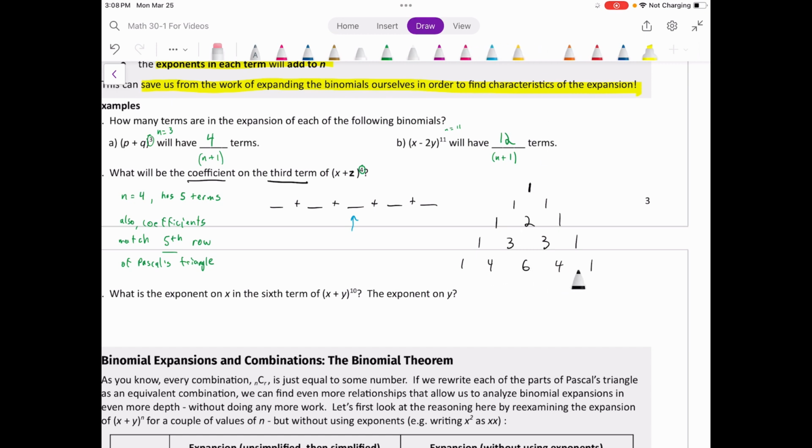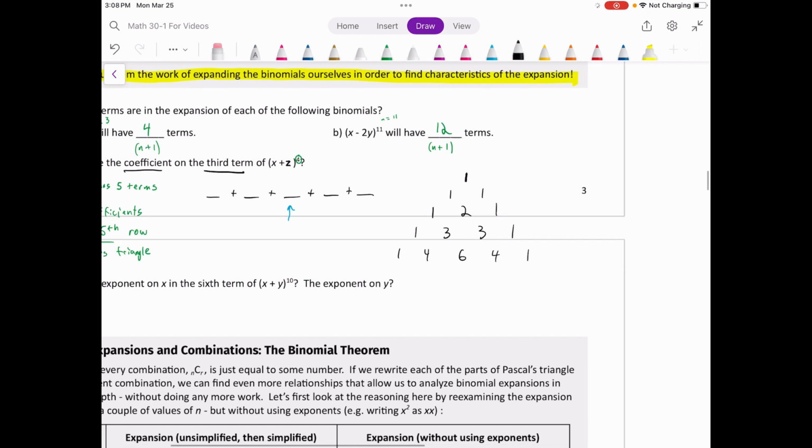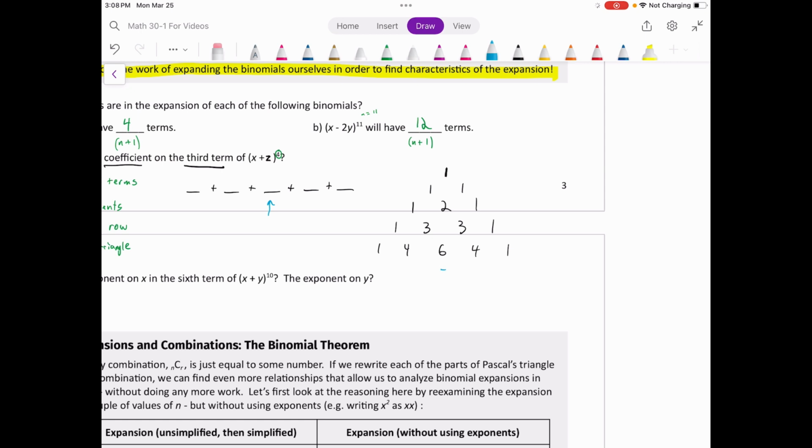Sure enough, we can see it has 5 things in it, corresponding to the 5 terms of a binomial expansion that has an exponent of 4. Like we said, it should have 5 terms. So the first term will have a coefficient of 1, the second 4, and the third term will have a coefficient of 6. So the third term has coefficient 6.